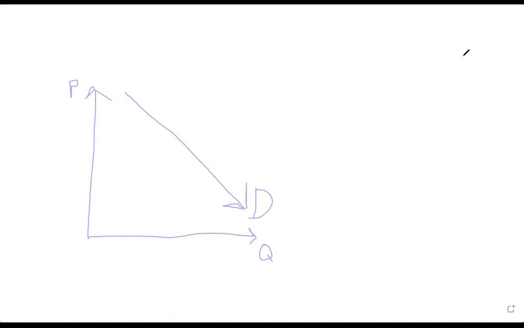So here we're looking at a demand curve, like I said. This could be an individual's demand curve, a single firm's demand curve. It could be the total market demand curve.